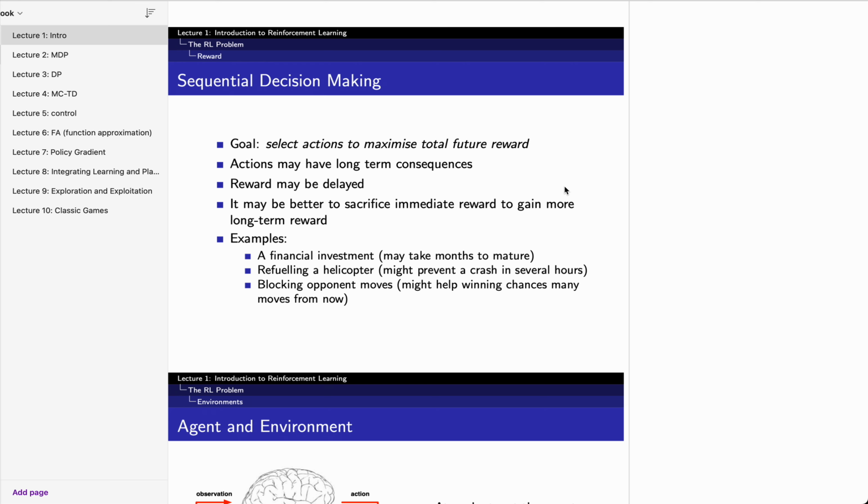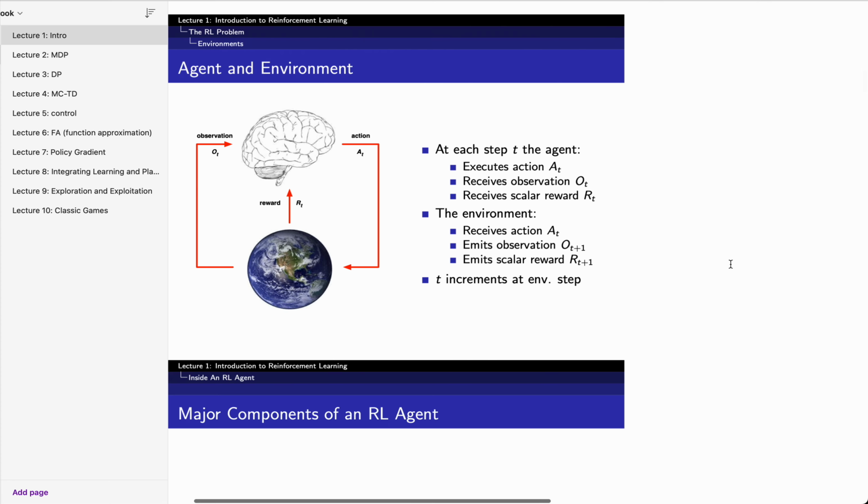Sequential decision making, which I just explained. The goal is to select actions to maximize the total future reward. Here he structured a model with an agent, and how it interacts with the environment or the world model. At every time step t, the agent will take an action. Once it takes an action, it's going to receive a reward, R_t, from the world model or the environment, and then it's also going to receive an observation.